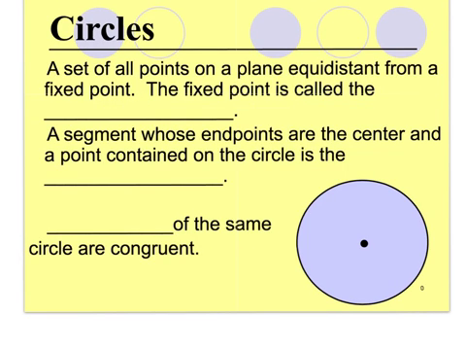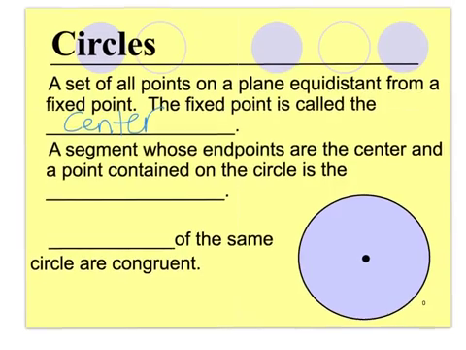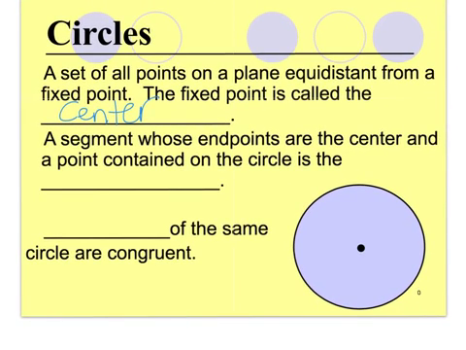So the definition of a circle is that it is a set of all points on a plane equidistant from a fixed point. The fixed point is called the center of the circle. A segment whose endpoints are the center and a point contained on the circle is the radius. And radii of the same circle are congruent.